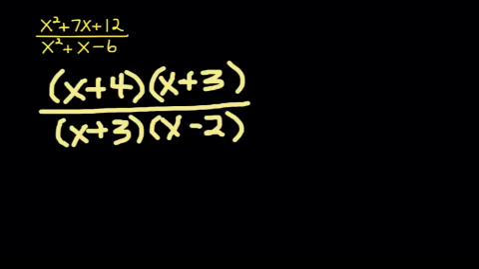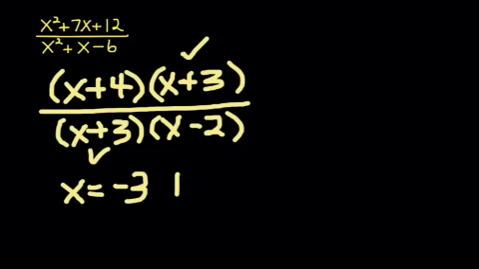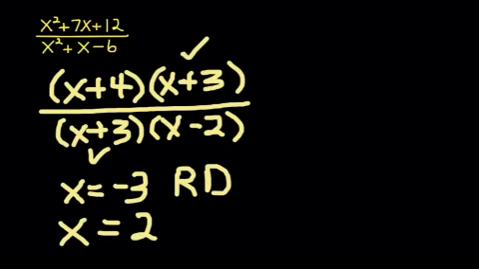You'll notice that I have an x plus 3 in both the numerator and denominator, which tells me that the x equals negative 3 that results from setting the denominator equal to 0 is a removable discontinuity rather than a vertical asymptote. And the x that results from the x minus 2, which is 2, is a vertical asymptote. If we were to graph this, x equals 2 would be the vertical line representing a vertical asymptote, whereas x equals negative 3 would just be a hole or a gap in the graph at x equals negative 3.